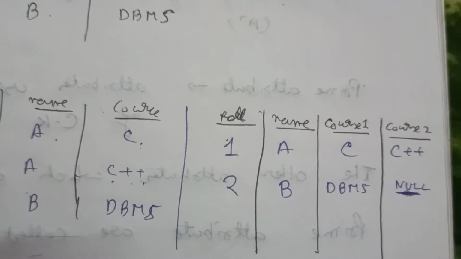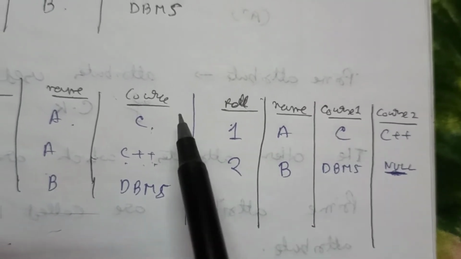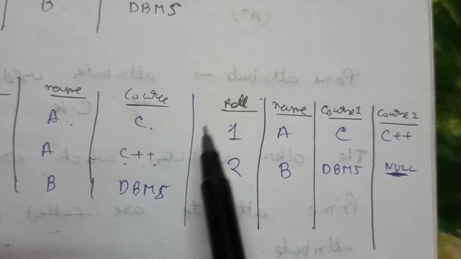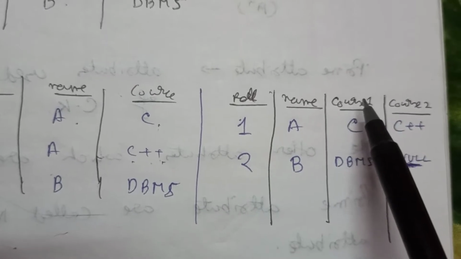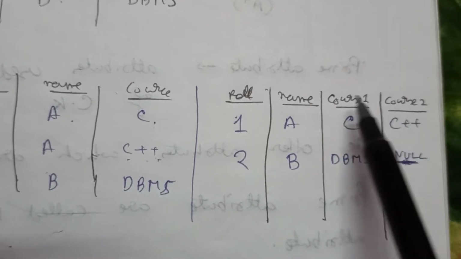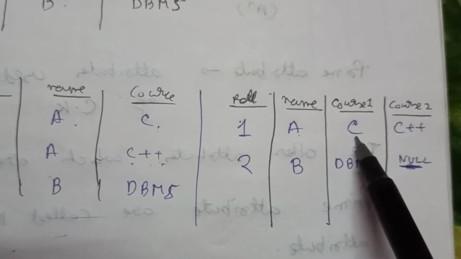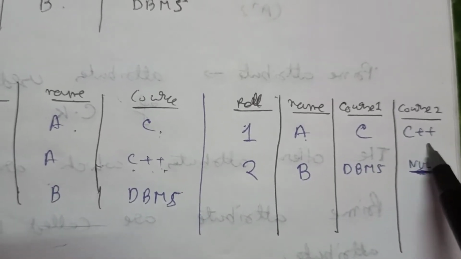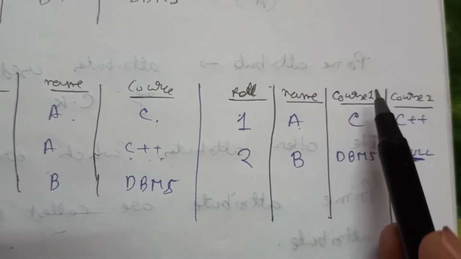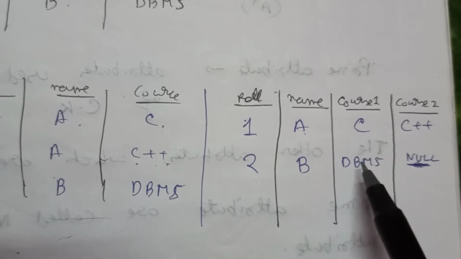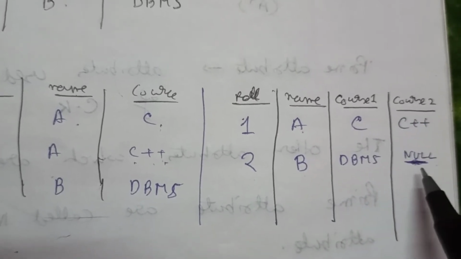What is the other solution? We can also make another different column. What we were doing before was adding another row; here we are adding another column. I have divided the course column into two parts, course 1 and course 2. For student A, there are two courses: for course 1 it is C, and for course 2 it is C++. But for student B, there is only one value in course 1, that is DBMS. He has no course 2, so it will be assigned null.